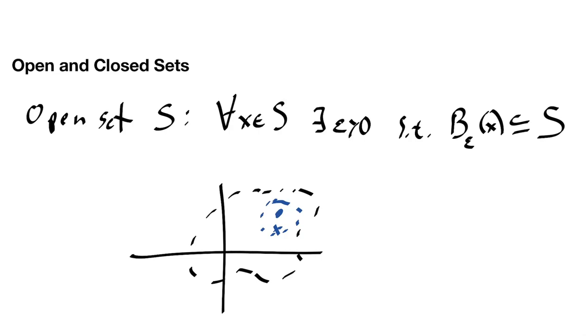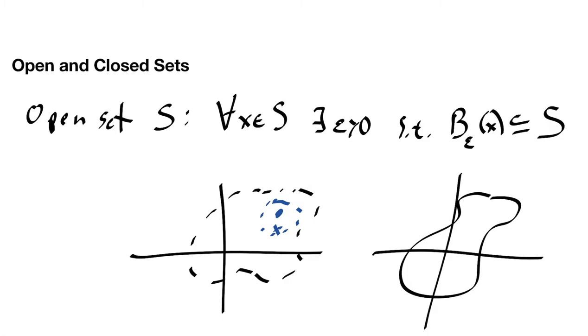Notice if I had drawn, say, a closed set instead, a set that looks like this, then I could have picked that point right on the edge, and it doesn't matter how small my ball gets, I always have points that are outside the set itself.